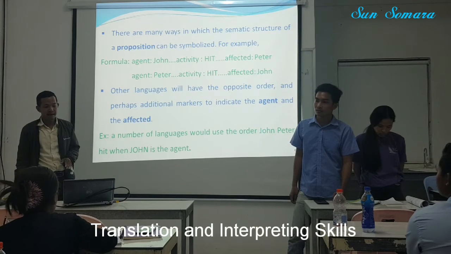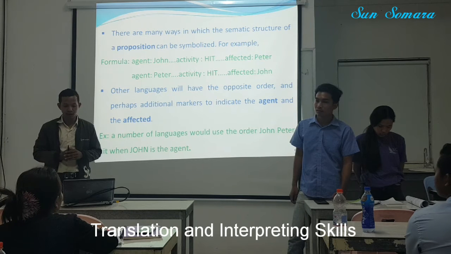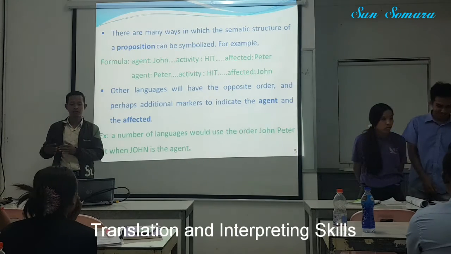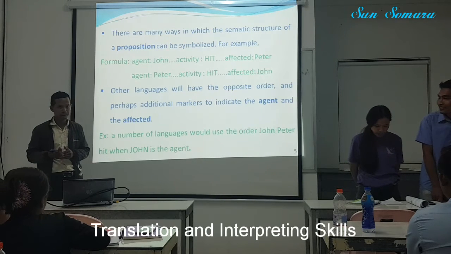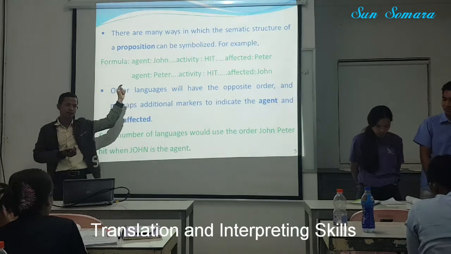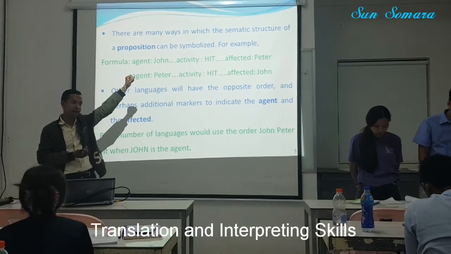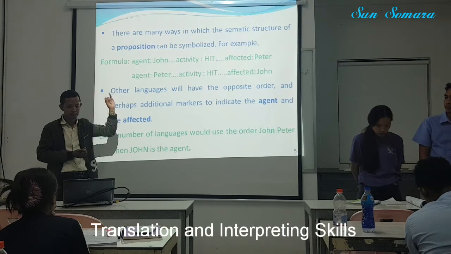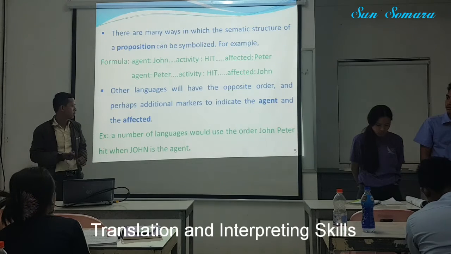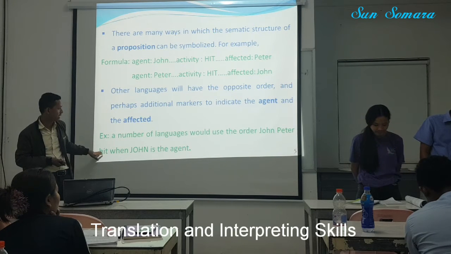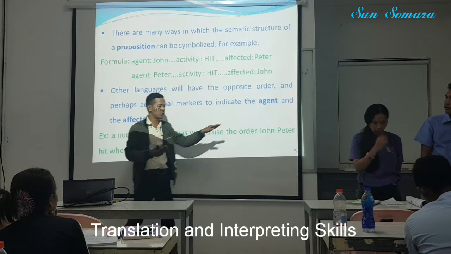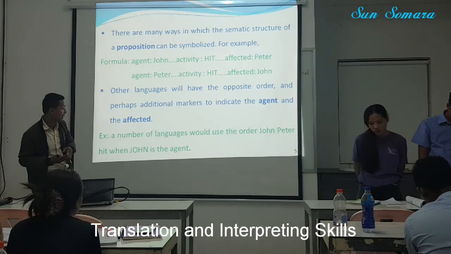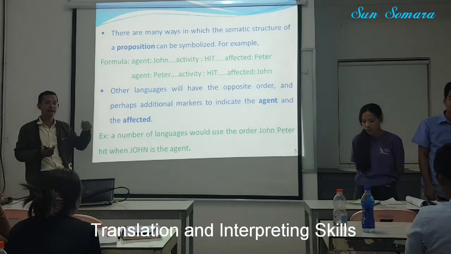Go to the next point. Other languages will have the opposite order, and have additional markers to indicate the agent and affected. The proposition will have an agent, a central concept, and an affected. Look at the example. A number of languages would use the order John Peter hit. If you compare to English, the order of the concepts is not the same. In English you say John hit Peter or Peter hit John.